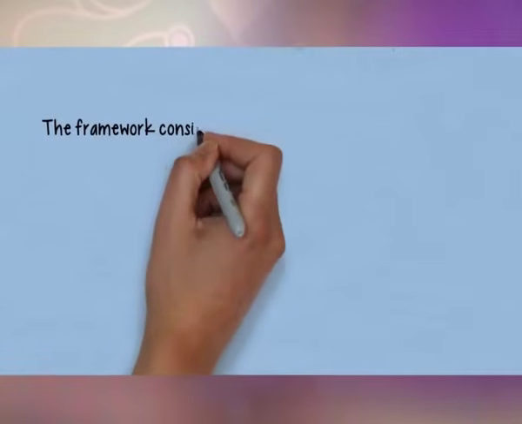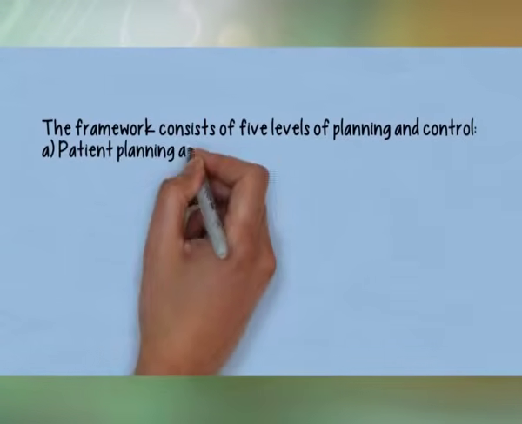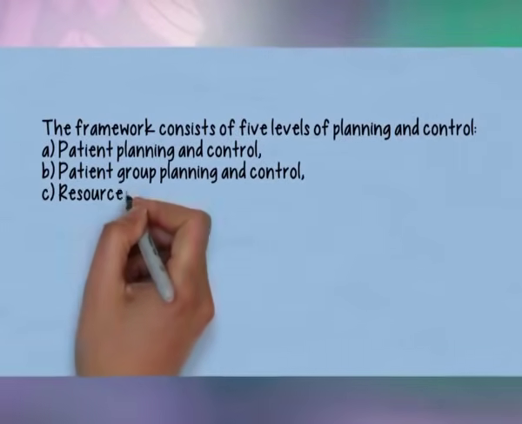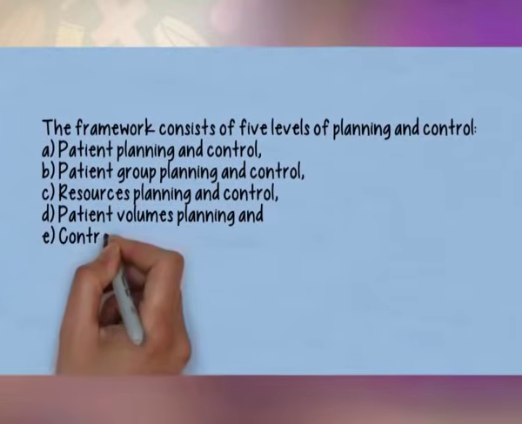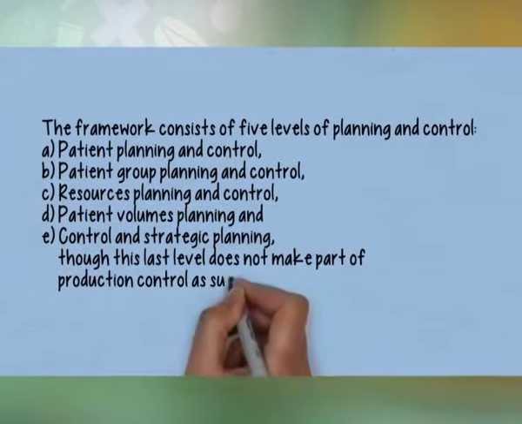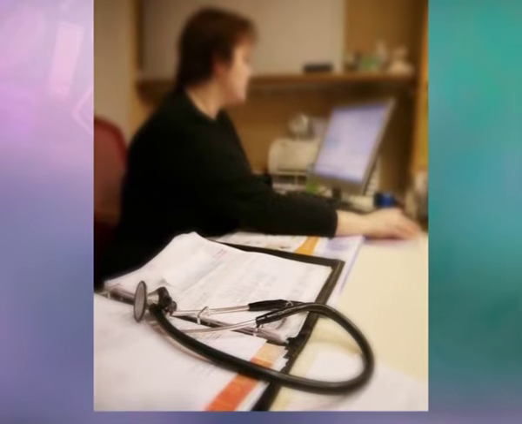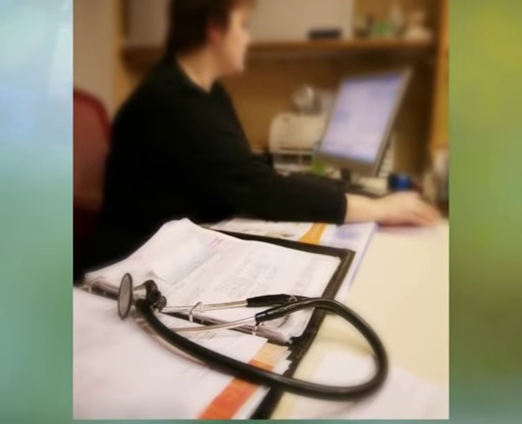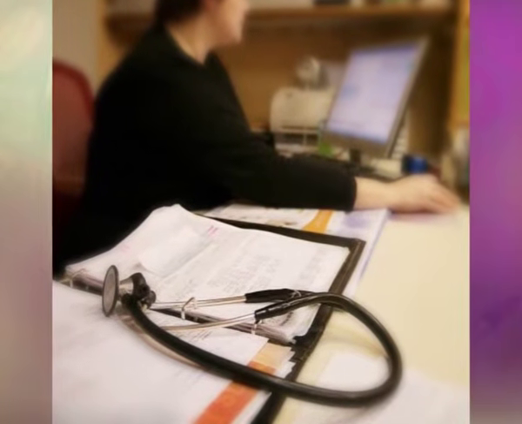The framework consists of 5 levels of planning and control. The levels are patient planning and control, patient group planning and control, resources planning and control, patient volumes planning and control, and strategic planning, though the last level does not make part of production control as such. Each of the levels of the framework is further elaborated in terms of the decisions made regarding patient flows and resources and the coordination of the different planning levels.